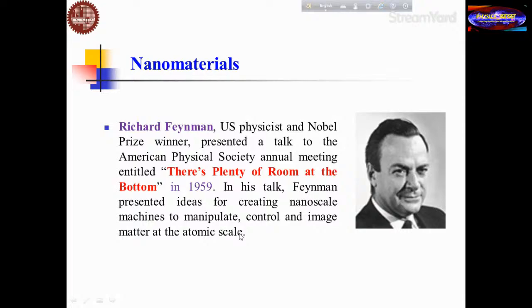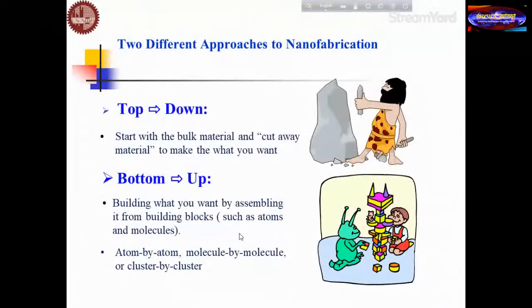Regarding these nanomaterials, their advantages and how to produce nanoparticles, there are two ways: the top-down process and the bottom-up process. In the top-down process, as you see in the schematic image, you start with the bulk material and cut away material to make what you want. So by cutting the bulk material into small pieces, you can create nanoparticles.